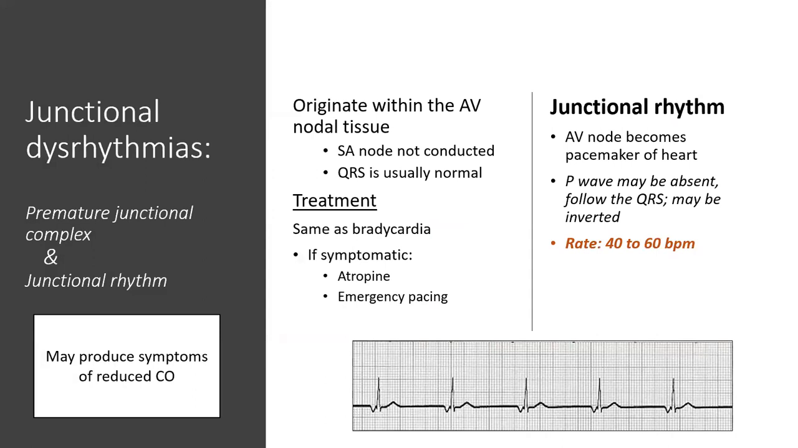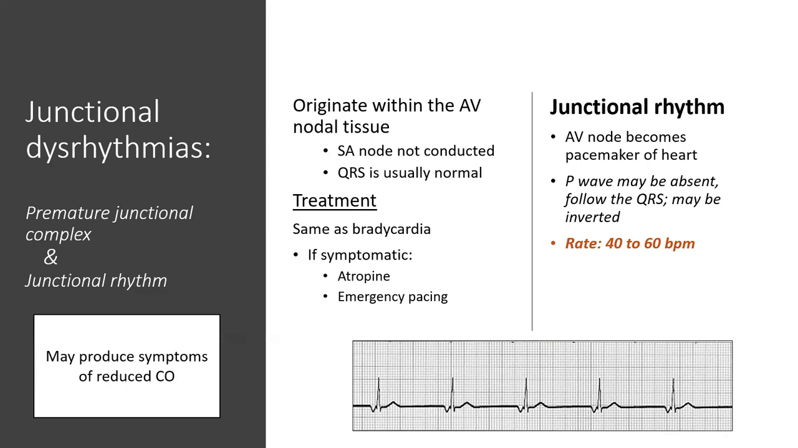Now we've got our lovely junctional dysrhythmias. With these, the ventricular rate is 40 to 60 beats per minute. The arterial rate is also 40 to 60. Ventricular rhythm is regular. QRS shape and duration is usually normal. P wave may be absent, may come after the QRS complex, or may be inverted.